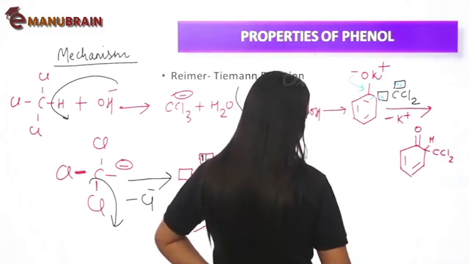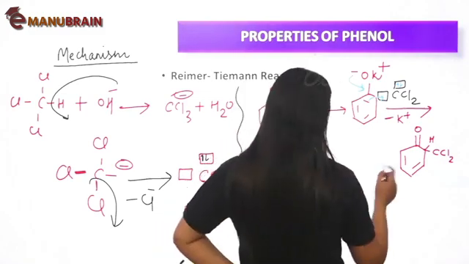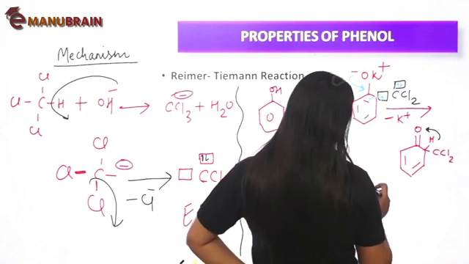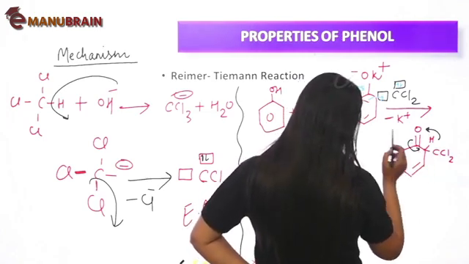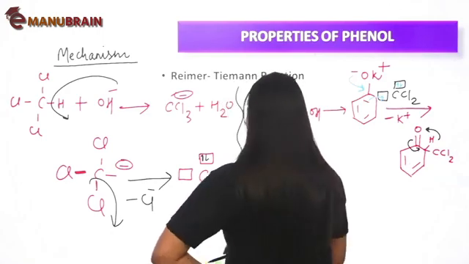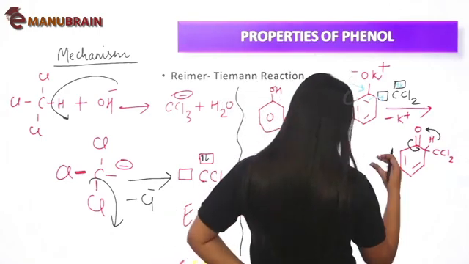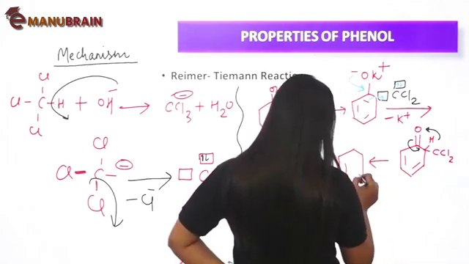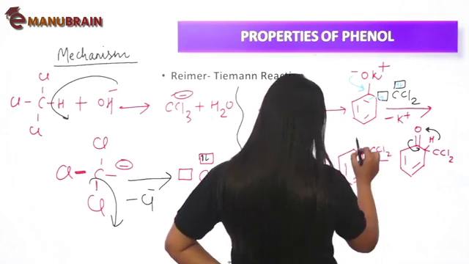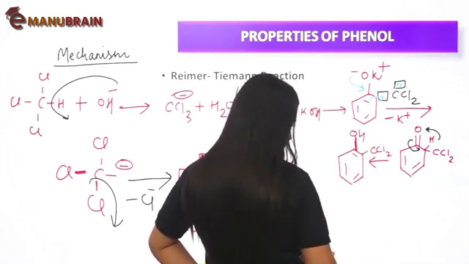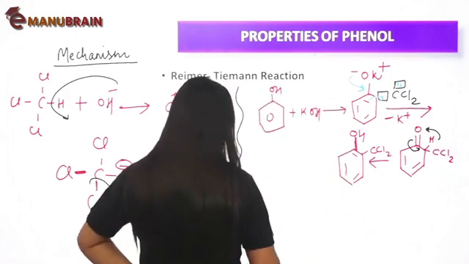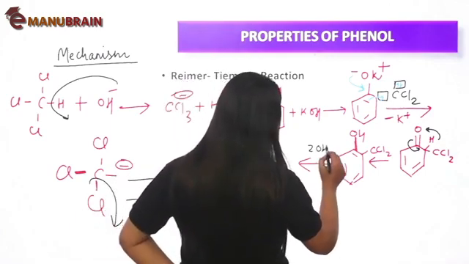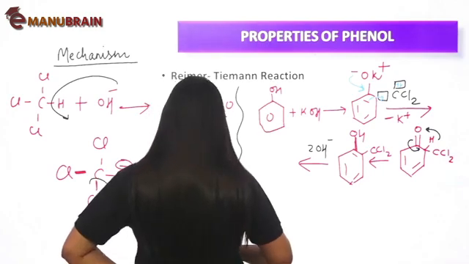Now what will happen that this H is taken by this O and this bond will come down this side. See carefully that how the bond movement takes place. So it will result in the formation of CCl2 here and OH this side. Now it will react with 2 OH minus ions from the alkali molecule.